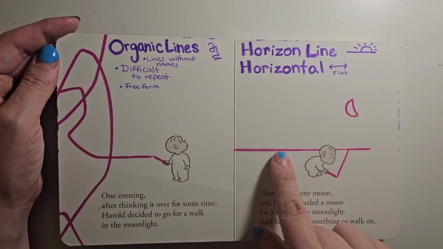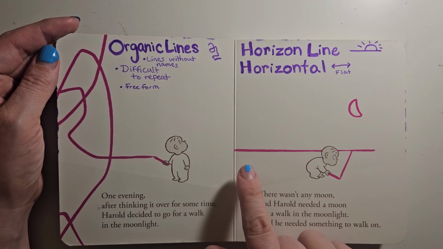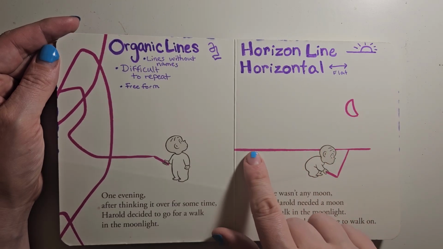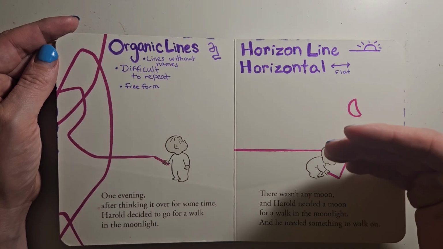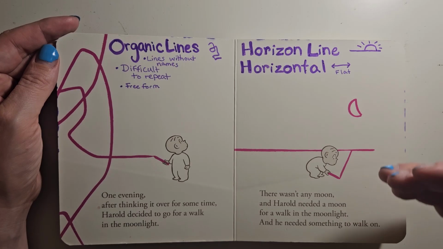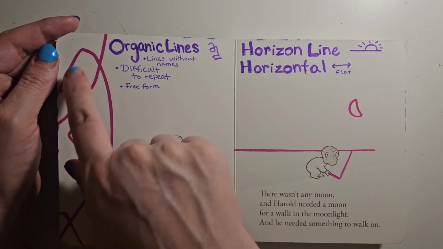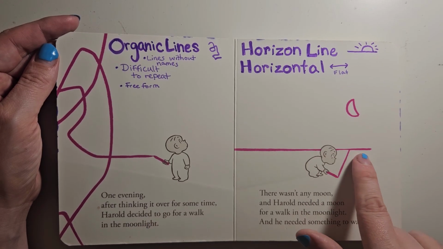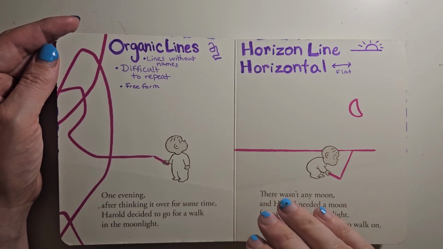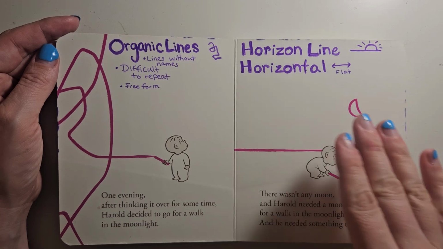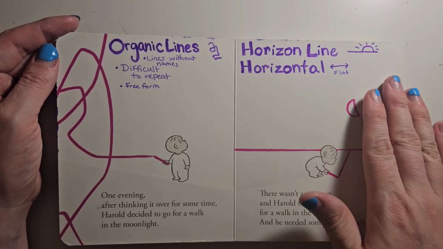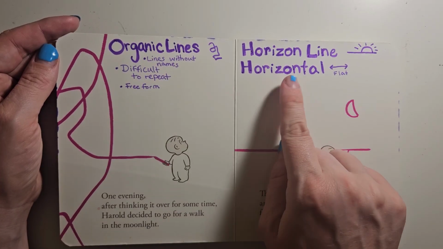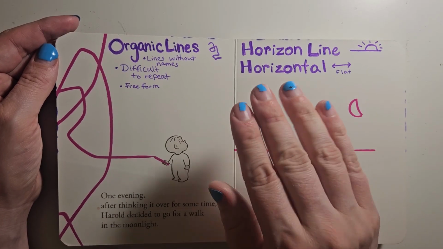This is a horizon line. It's also called horizontal. It's nice and flat, and what Harold drew here is a way of separating the land from the sky. So he went from drawing all this free form picture to drawing something very specific. He's separating the paper into ground and sky. And this is different than the organic lines over here. The horizon line is very specific.